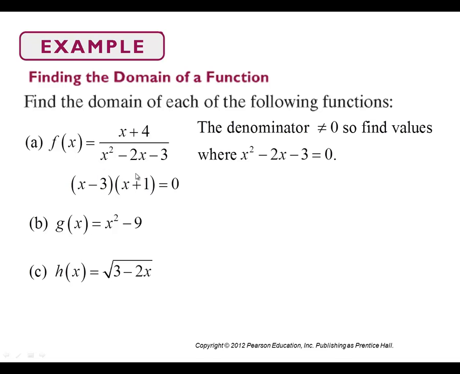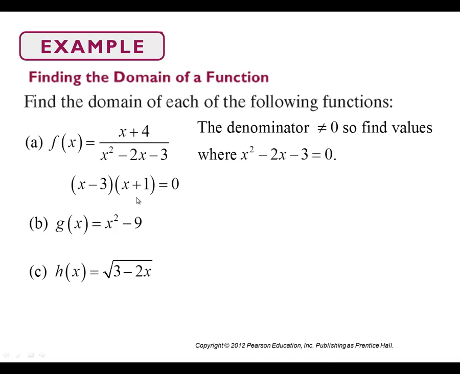Because if you were to FOIL it, you have to get what you started with. So you always want to check your factoring. It would be x times x is x squared, x times 1 is 1x, and a minus 3x. So 1x and a minus 3x would give you a minus 2x. And then negative 3 times 1 is minus 3. So if you were to FOIL this, you should get what you started with.